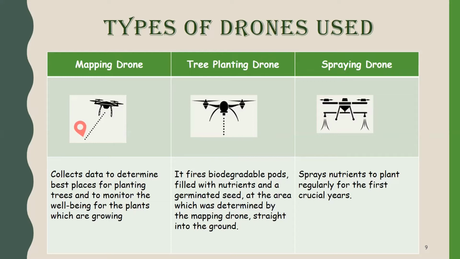Now, tree planting drones. From the name only, you could tell that a tree planting drone would fire seedlings or pods into the ground, and you are right. But it doesn't fire seedlings. It fires biodegradable pods filled with nutrients and a germinated seed at the area which was determined by the mapping drone. And lastly, it's the spraying drone, which sprays nutrients to plants regularly for the first crucial years. Specifically for the first 2 to 3 years, spraying drone is very useful because it sprays nutrients for the plants which are not adult and are growing.